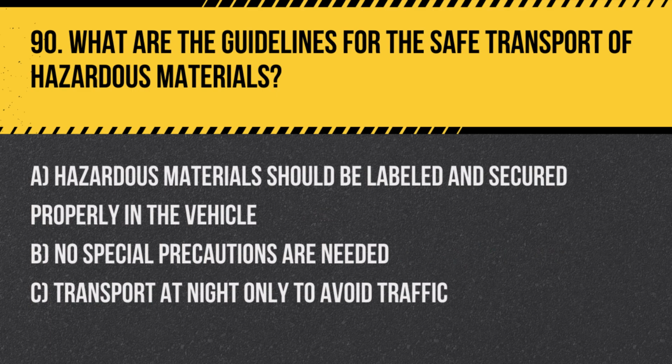What are the guidelines for the safe transport of hazardous materials? A. Hazardous materials should be labeled and secured properly in the vehicle. B. No special precautions are needed. C. Transport at night only to avoid traffic. Answer. A. Hazardous materials should be labeled and secured properly in the vehicle. Ensuring hazardous materials are properly secured and labeled helps prevent accidents and is required by law.